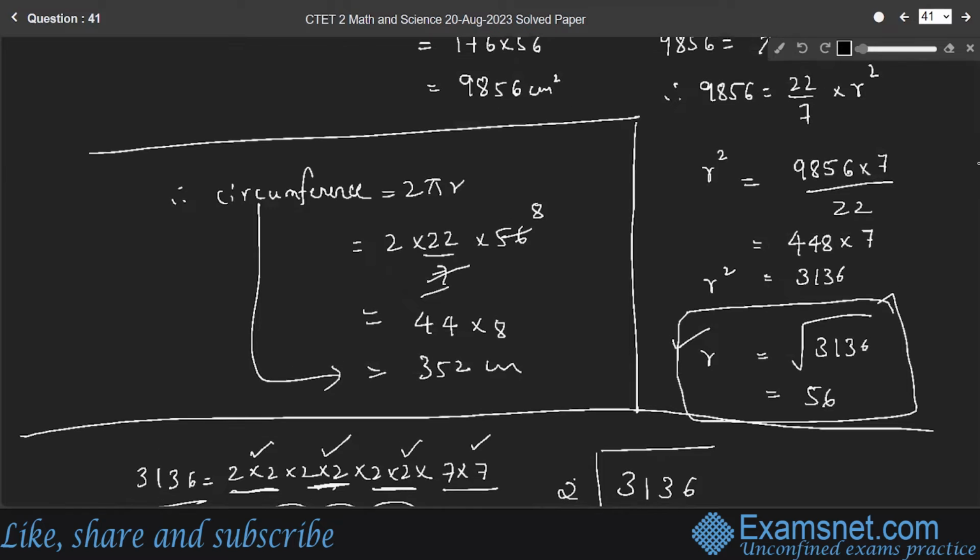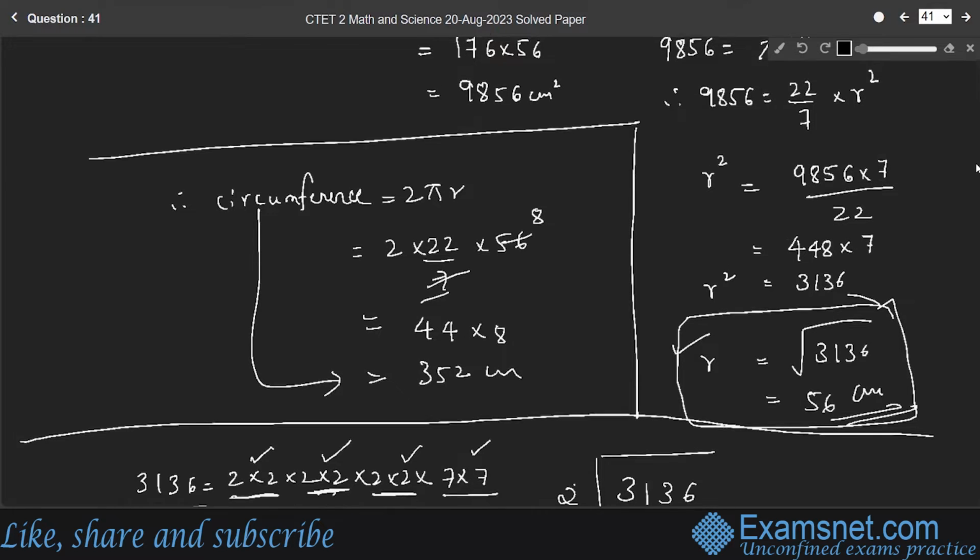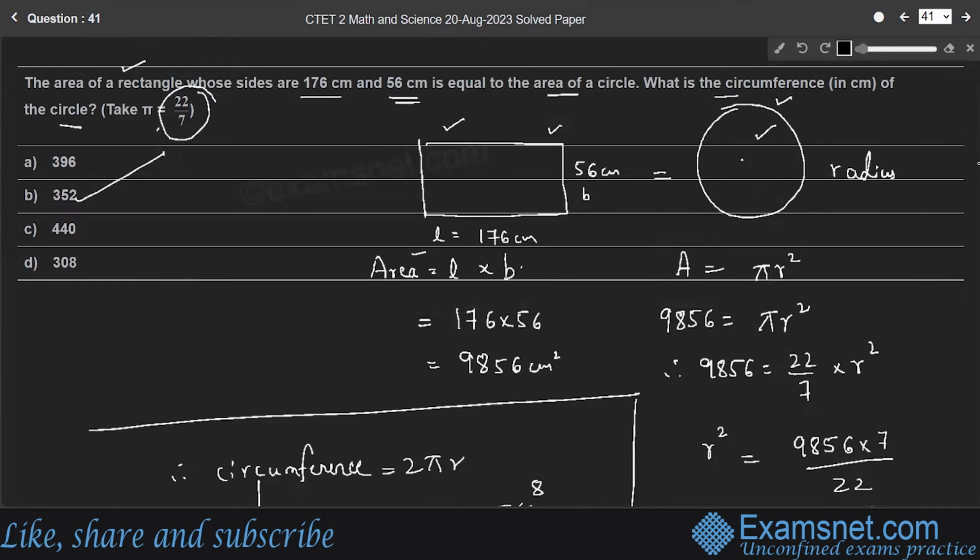Therefore, the radius of the circle is 56 centimeter, right? This is how you have to calculate the root of any number. Therefore, for the given question, the circumference of the circle is 352 centimeter. Option B is the right answer.